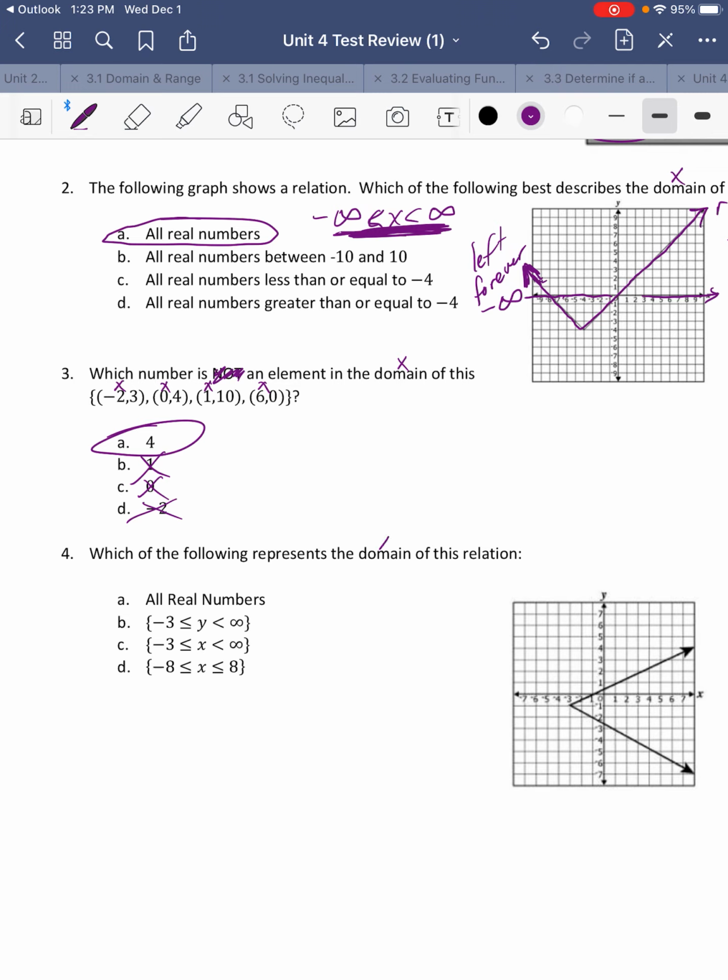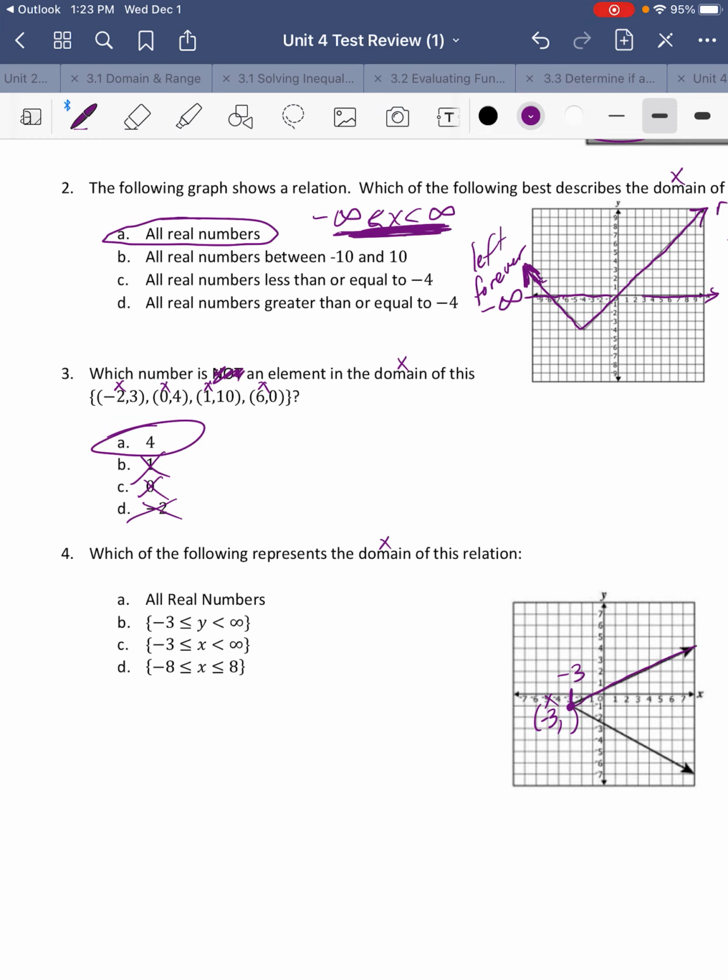All right, which of the following represents the domain, the x values? The farthest most left point is right here. The domain, the x value, is -3. It doesn't matter what the y value is, it's all about the x value. So it starts at -3.